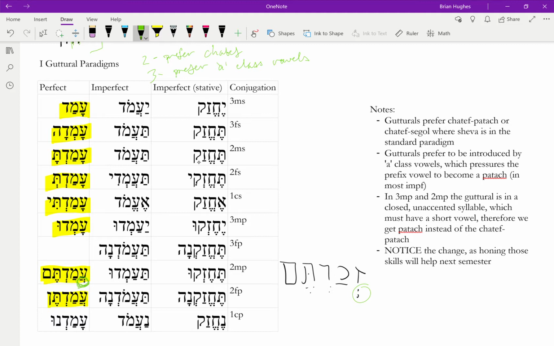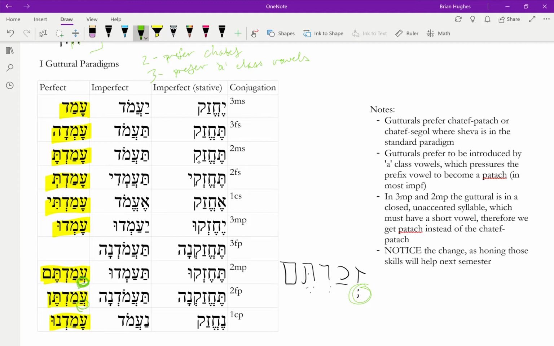But again, this is the one difference, and we're talking about recognition here. I'm not talking about you constructing your own sentences or verbs. This is just the ability to say, that looks a little different than what I'm used to. Why is that so? Okay, there's a guttural here. That's why it makes sense that this is a chatef. I know it's a guttural, so it's going to prefer chatef when we're talking about vocal shavas. With that kind of thinking, you're able to get back to the standard paradigm with a vocal shava under here. Same thing under the second feminine plural, because we normally ask it to carry a vocal shava. And then amadnu is still the same.